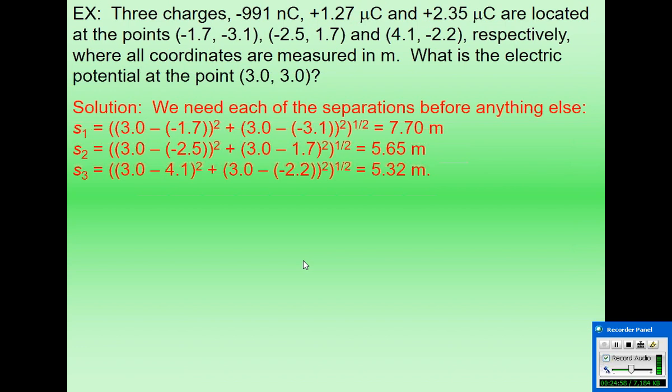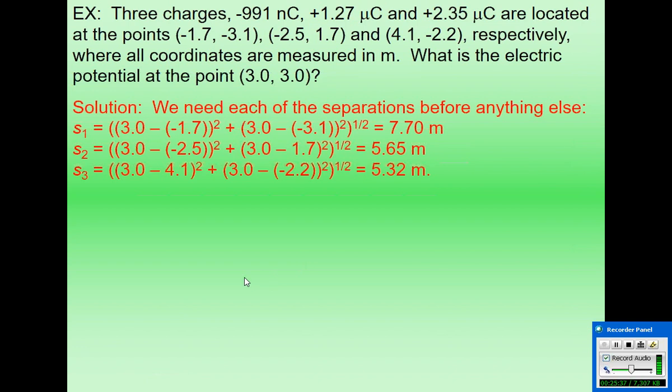And the question is, what is the electric potential at the point x equals 3 meters, y equals 3 meters? That's our point of interest. We have to start by determining the separation from the point of interest to each charge. So how far away is 3, 3 from charge 1? How far away is 3, 3 from charge 2? How far away is 3, 3 from charge 3? And you can see the values calculated on the screen. S1 equals 7.70 meters, S2 equals 5.65 meters, S3 equals 5.32 meters.